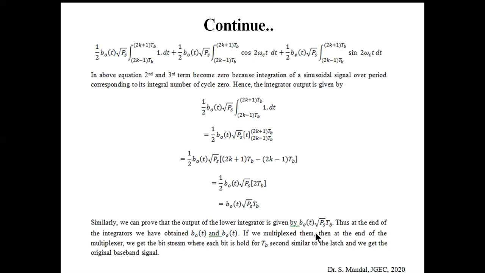Now we need to multiplex them so that we can get the serial output, as the input sequence is in serial order. So we need to use a multiplexer so that we can get the original baseband signal. Remember, for each bit stream, the multiplexer should hold the corresponding bit for Tb seconds, so that we can get the original baseband signal.